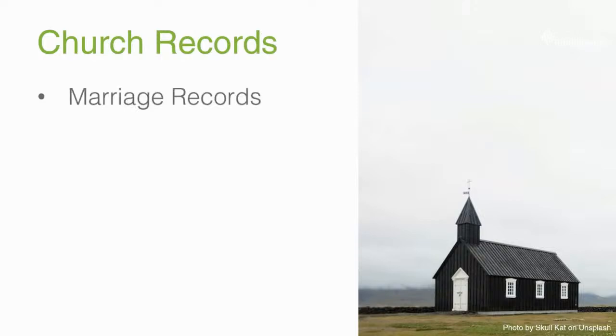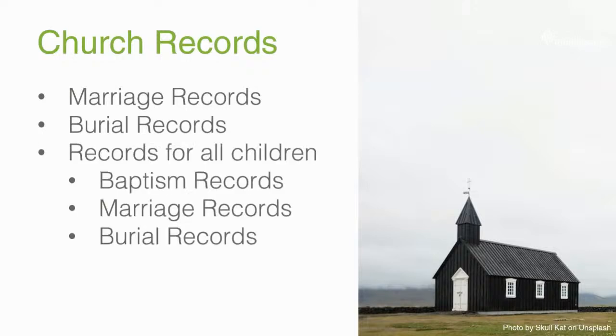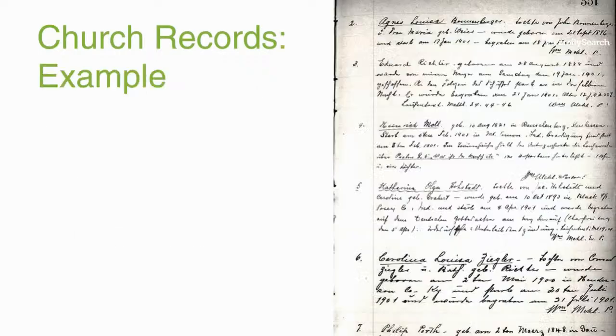So like with vital records, you want to look for their marriage records, their burial records, and the records for their children, because these are all opportunities for a parish priest or a minister who's got a lot of interest, or might themselves come from that same homeland. They might record where that person was born or where the parents were born for the children.